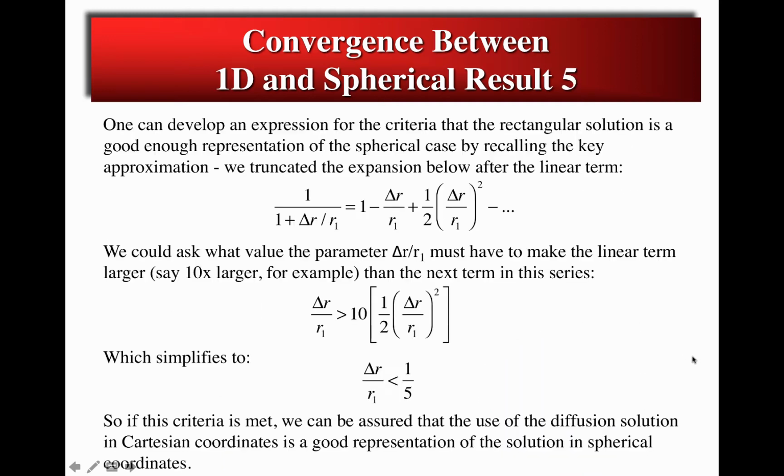You might ask what would be the criteria for when the rectangular solution is a good approximation in the spherical case. The way you do that is you come back to the approximation we made to get there, where we expanded this term from the spherical case in a Taylor series expansion, and we got rid of everything after the linear term.